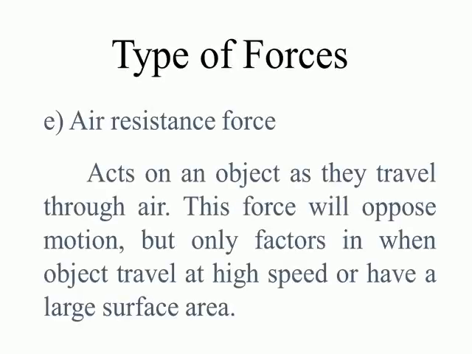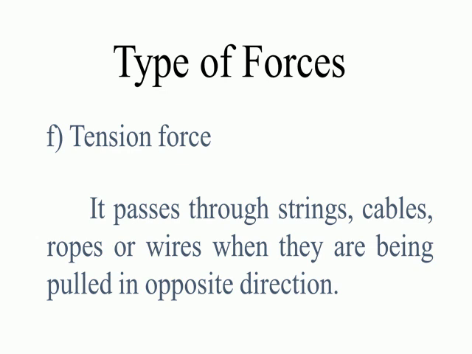Next, we have the air resistance force, which acts on an object as it travels through air. This force will oppose motion, but only factors in when an object travels at high speed or has a large surface area. Tension force passes through strings, cables, ropes, or wires when they are being pulled in opposite directions.